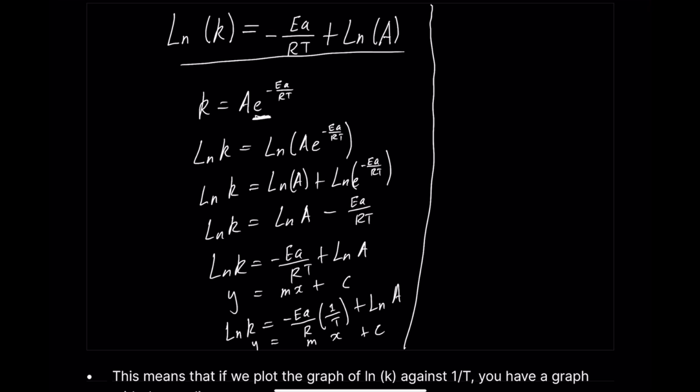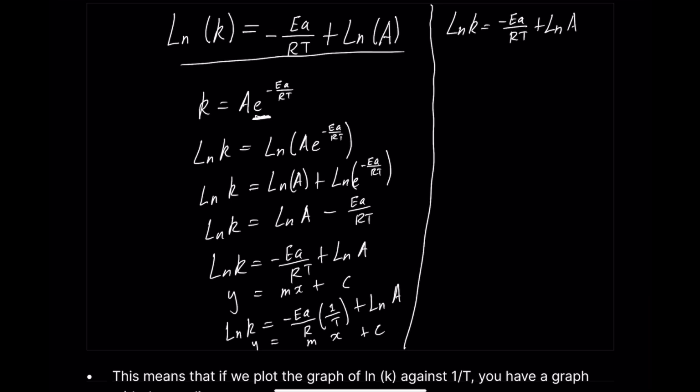Sorry about that. So I'm going to go back to this example here. So it's ln k. ln k is equal to minus EA over RT plus ln A.